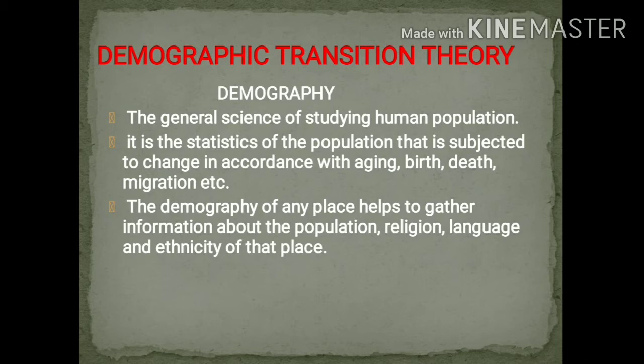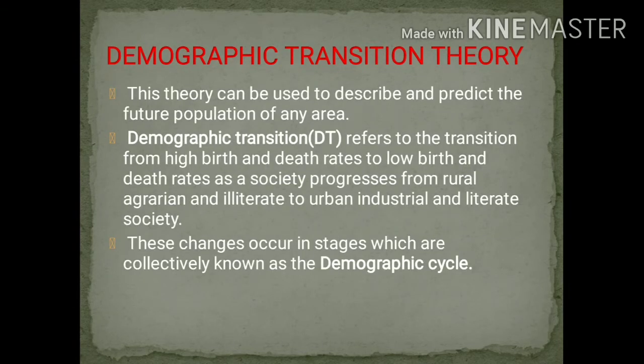So demography is basically the statistics of the population. It will give you the statistics of the population related to aging, birth rate, death rate and migration. Moreover, it also helps us to gather information regarding religion, language, and ethnicity. Now comes demographic transition theory. What does demographic transition theory want to describe? This theory can be used to describe and predict the future population of any area.